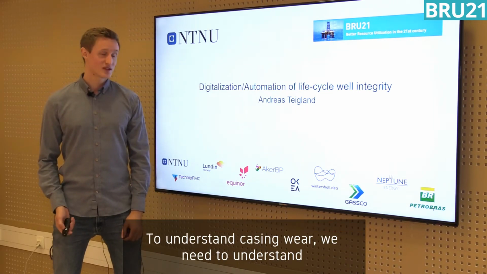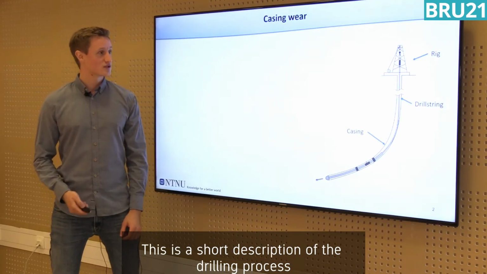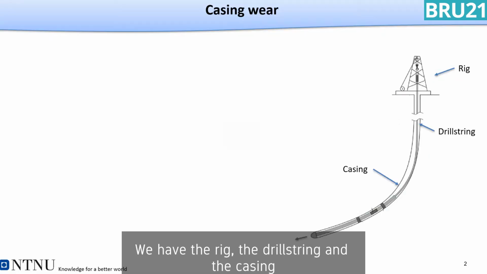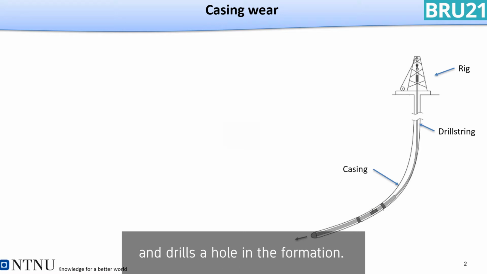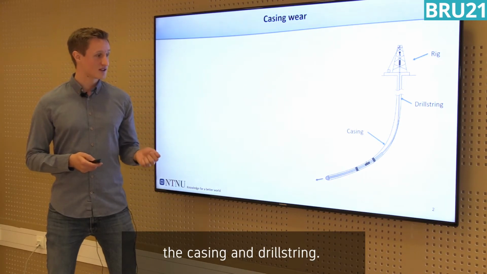But to understand casing wear, we need to understand the drilling process. So this is a short description of the drilling process. We have the rig and the drill string and the casing. The drill string moves through the casing, drilling a hole into the formation below. But let's look closer at the interaction between the drill string and the casing.